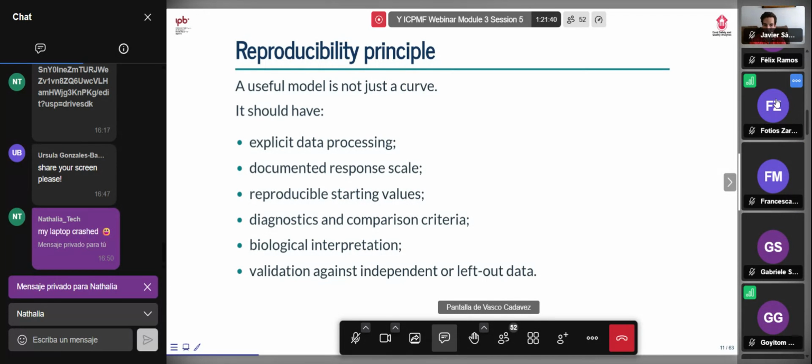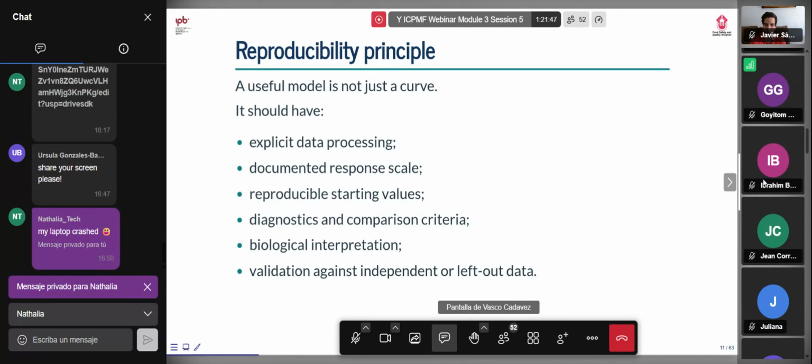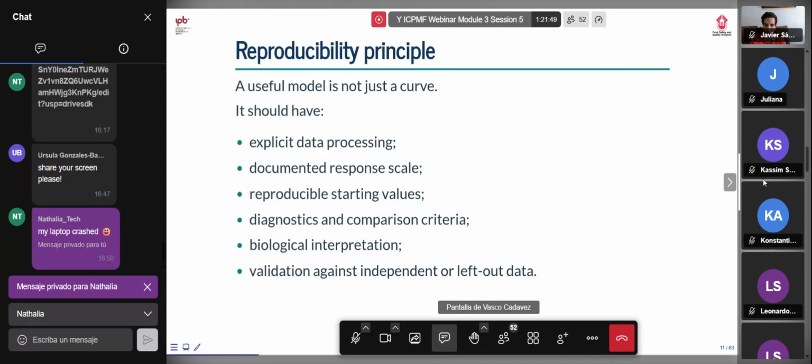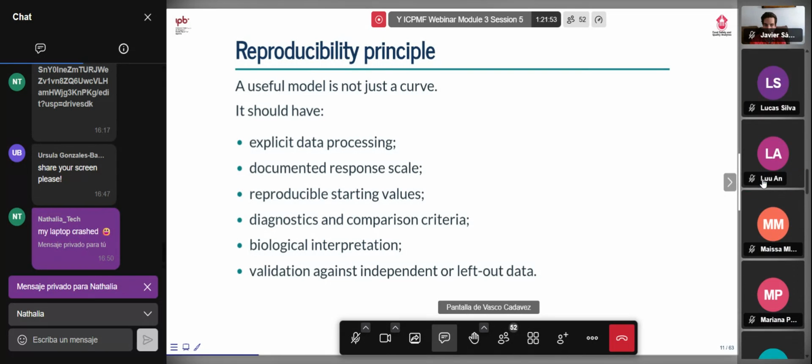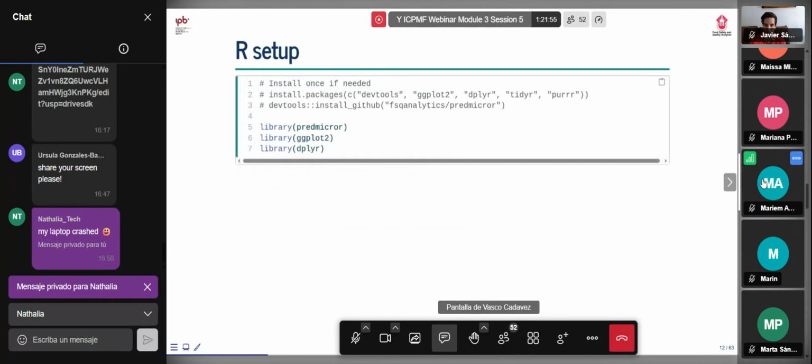Of course, the validation is also important because we fit a model, and if you want a model to predict, then we need to validate the model. It's a very different thing to fit and to predict.